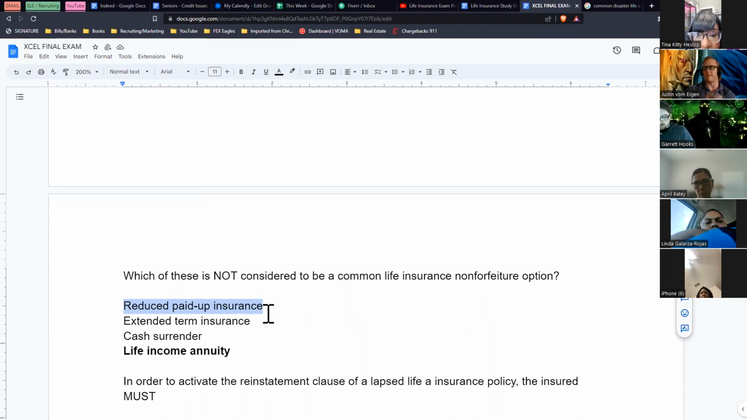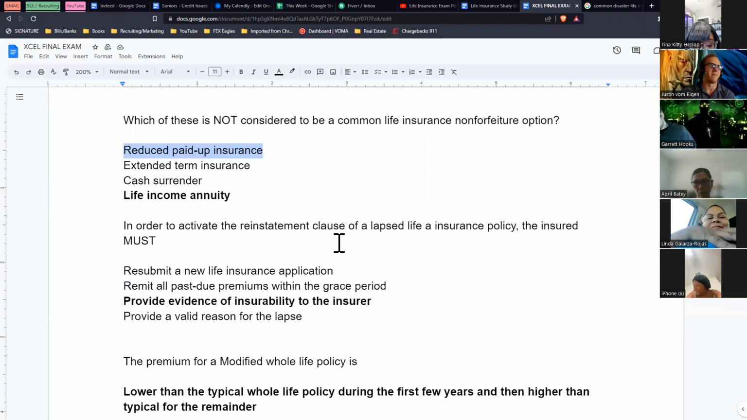Cash surrender, it says, just give me my money. It's my money and I want it now. And then they deposit it in your account. And then life income annuity.